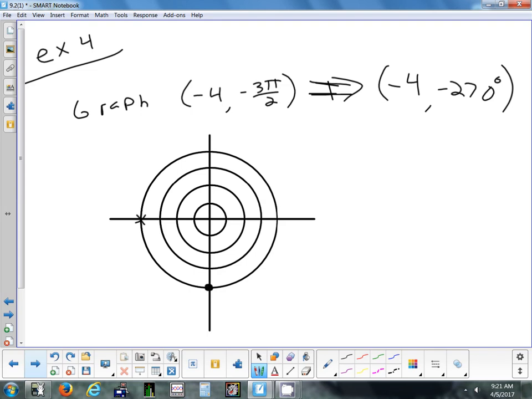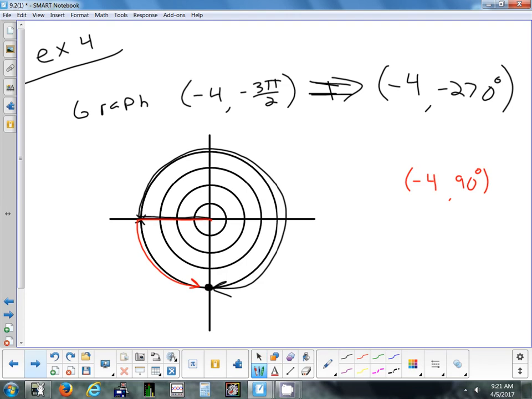Okay, this one, I'm going to draw how we got to that point. We went left, and then we went around that way. Can somebody give me a different way to get to that point? What would be another coordinate? John? -4, 90. Yep. So that would be left 4 going that way. So there's another way to get to it.